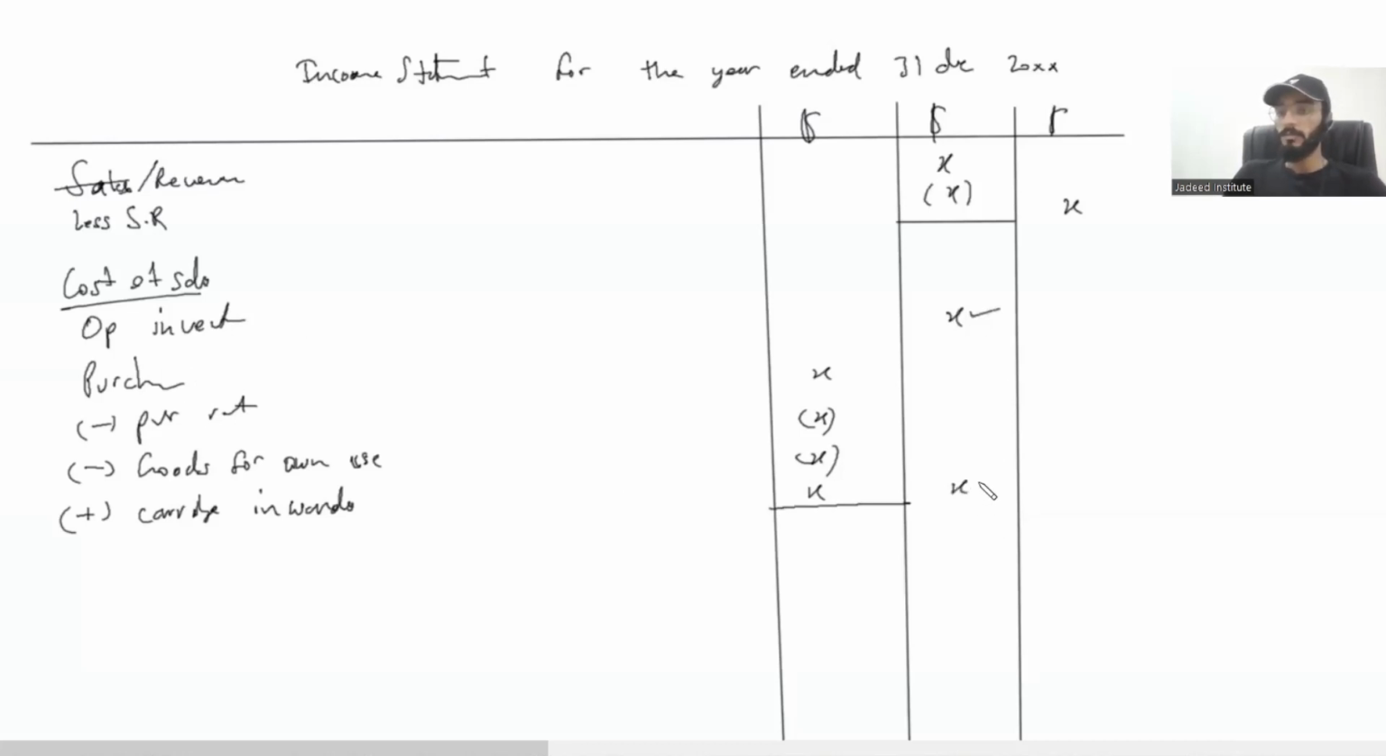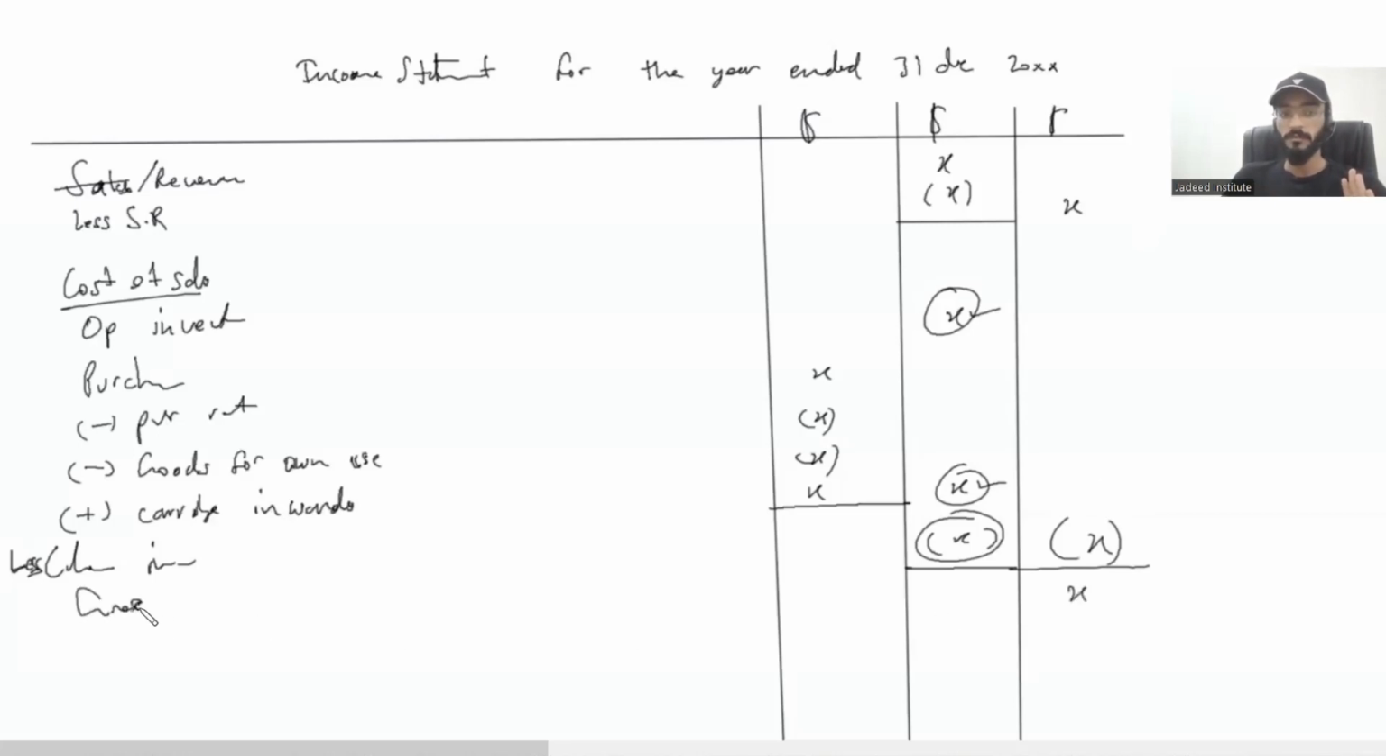Opening inventory plus purchases minus closing inventory. You can say less closing inventory or write minus, it's up to you. You subtract that, and you will get your cost of sales. Opening inventory plus purchases minus closing inventory gives you your cost of sales. And now that cost of sales can be subtracted from sales. You see how the direction went? This is what we needed to do to find the gross profit. This is your gross profit.